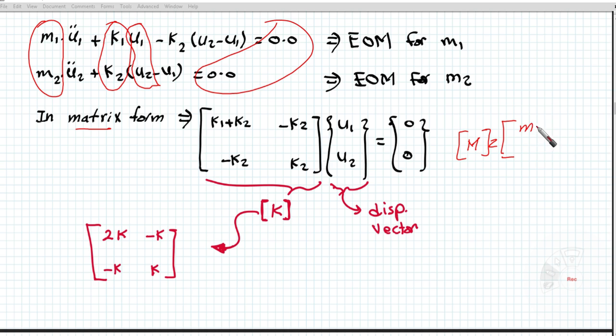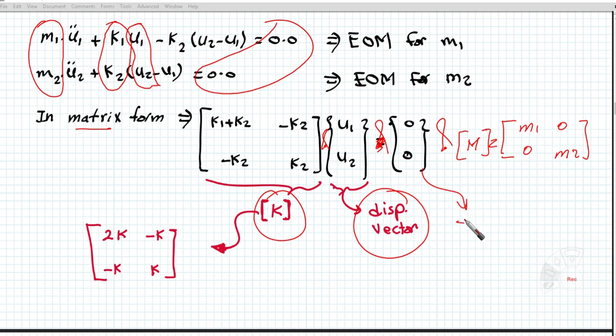So for the mass matrix, we need to have something like this: M1, 0, 0, and M2 here. And M1 and M2 are the same M. So there is no equal sign here. I'm only putting the matrix form of the stiffness. And this is the displacement vector. This is the zero vector, which is the vector of 0. And this is the mass matrix that we need. And this is the first step in the strategy of our solution.